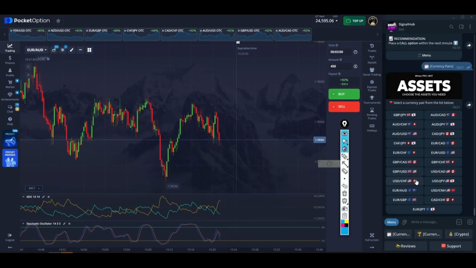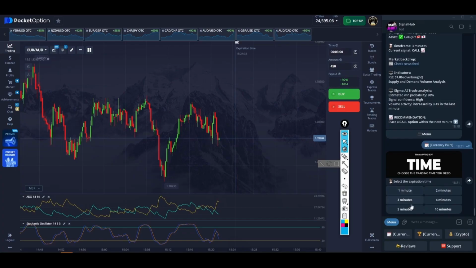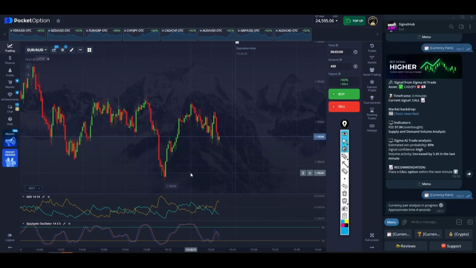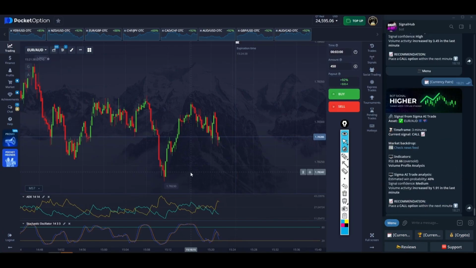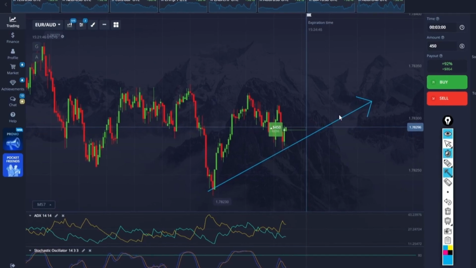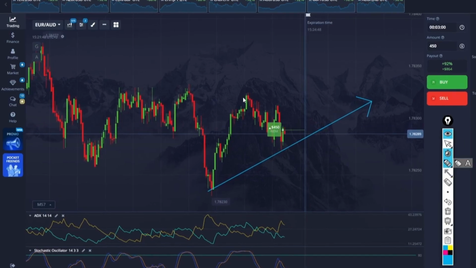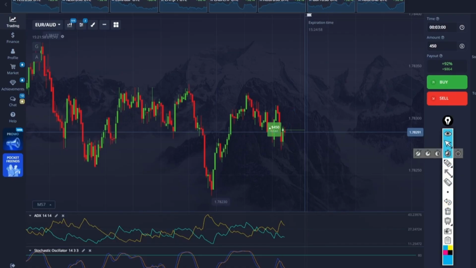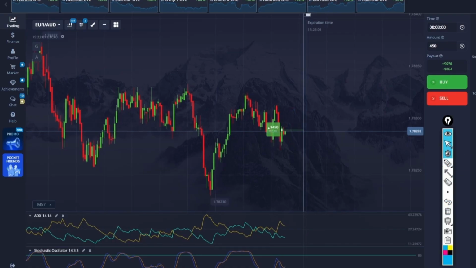All right, guys, let's keep it going. This time I'm looking at the Euro Australian dollar. I've set the bot to a 3-minute expiration and it's giving me a buy signal. Pretty interesting setup. I can see that the lows aren't updating, but at the same time, there's a horizontal resistance level up top. Even so, the stochastic is sitting right in the middle of its price range and ADX looks solid as well. Let's see how this trade plays out once the timer runs out.